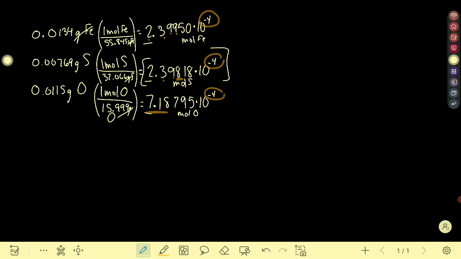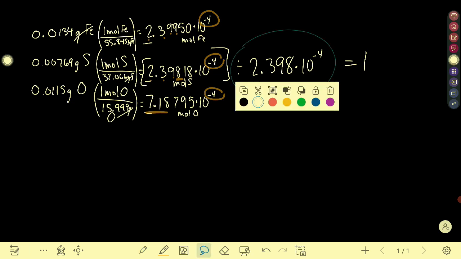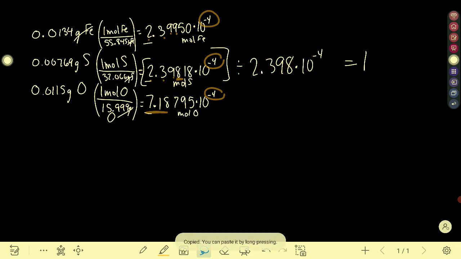All right, so if I divide all of them by the 2.398 times 10 to the negative fourth. Now when you type this in your calculator, you can try it if you want, but if you do it with the exponent and just do it with the base, you're going to get the same thing. Okay, this is going to give you 1 every time. If you divide anything by itself, you're going to get 1. Now if I'm going to divide the next 2, do the same thing, because I want to see how does this relate to that guy.